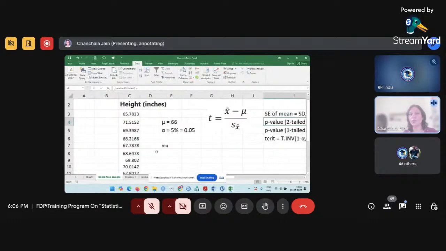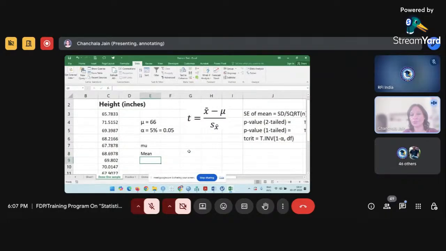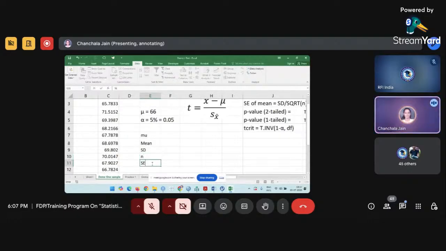So I have written here mu. I need to have the mu, the population mean value. Then I need to calculate the sample mean. I hope till here I'm clear. May I proceed? Then for getting the denominator, I need to have the standard deviation and the value of n. Using this, I will calculate the standard error of mean, and then I'll calculate the t value. Okay, fine. Everyone note it down, those who are performing.